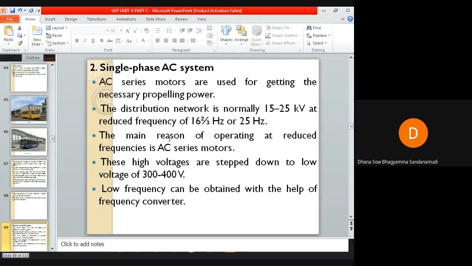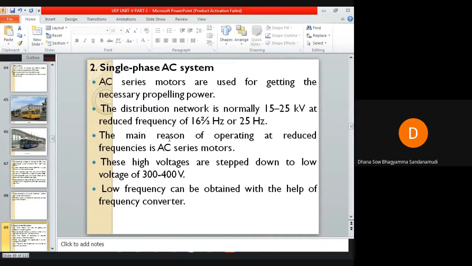So these high voltages, around 15 to 25 kilovolts, can be stepped down to a suitable low voltage of around 300 to 400 volts by means of a step down transformer. So the voltage can be stepped down by using a step down transformer, from 15 to 25 kilovolts to 300 to 400 volts.